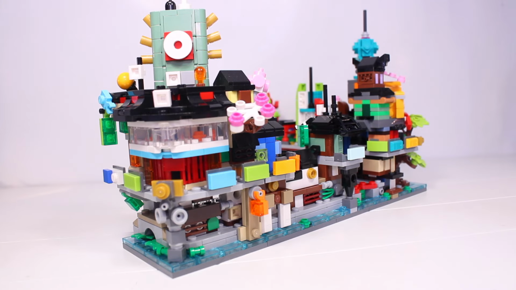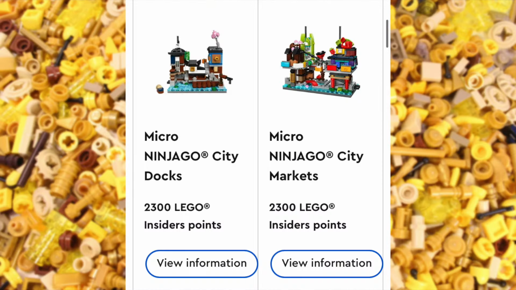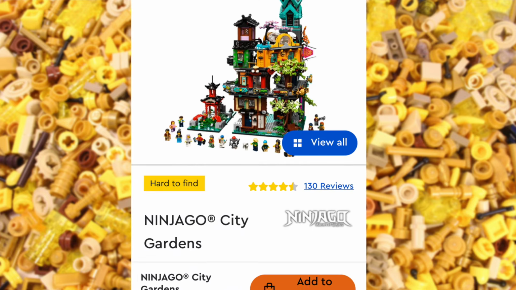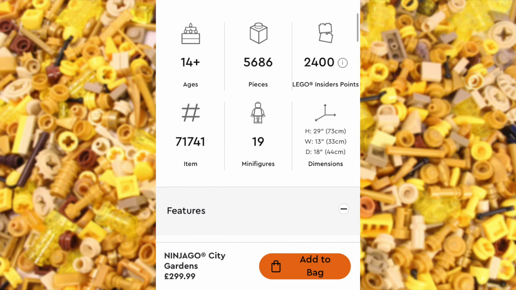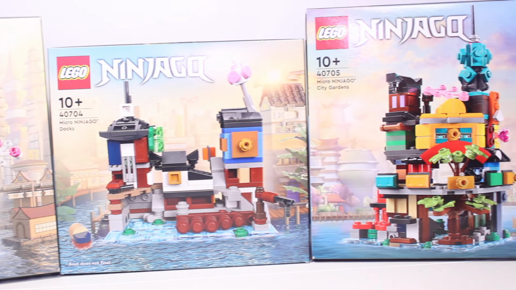How you get these is a bit of an issue though. Each one is available from LEGO Insiders for 2,300 points. To put that in perspective, if you bought Ninjago City Gardens, you'd only have enough points to get one of these, and that's frankly insane. So instead, I bought the first three from eBay and then just used points to get markets.